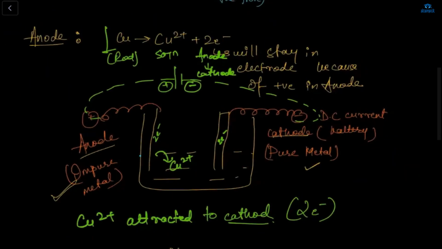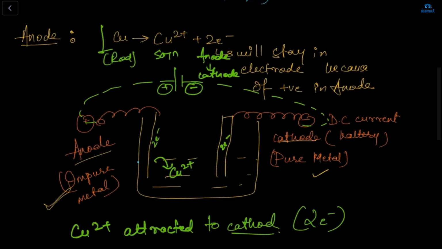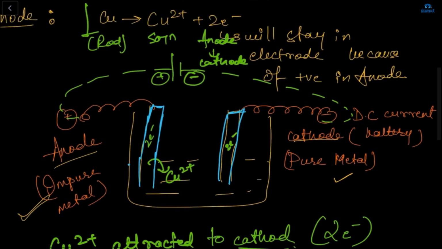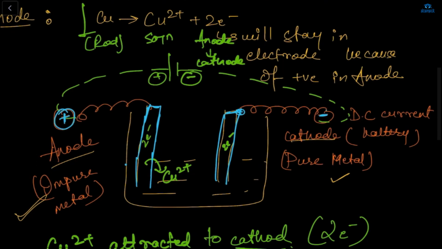Now, here also I made a diagram. This is a beaker. This is your electrode, like this. These are two electrodes. So here, this part is your anode part, and this part is your cathode part. The anode part will have the positive side, and the cathode will have the negative side.